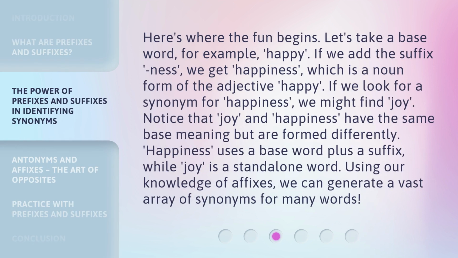Here's where the fun begins. Let's take a base word, for example, happy. If we add the suffix ness, we get happiness, which is a noun form of the adjective happy. If we look for a synonym for happiness, we might find joy. Notice that joy and happiness have the same base meaning but are formed differently. Happiness uses a base word plus a suffix, while joy is a standalone word. Using our knowledge of affixes, we can generate a vast array of synonyms for many words.